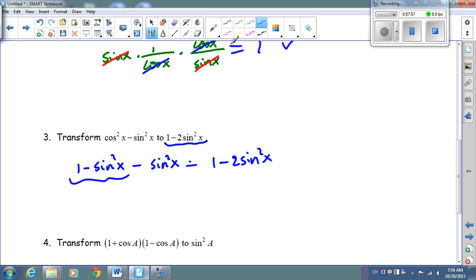This one came from the fact that sine squared of x plus cosine squared of x is equal to 1. So if I move this sine squared of x over here, I get cosine squared is 1 minus sine squared.